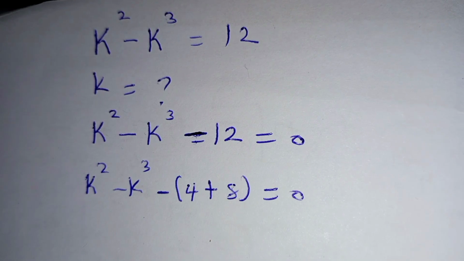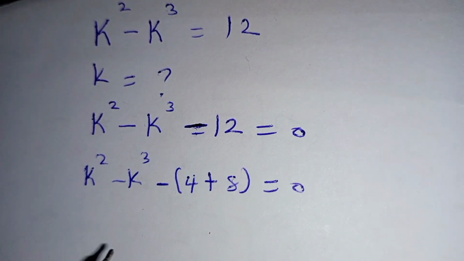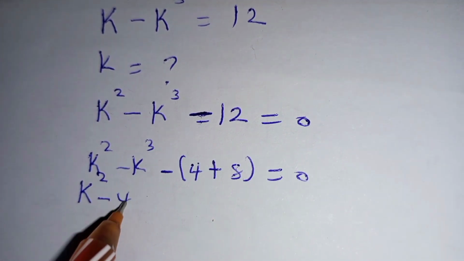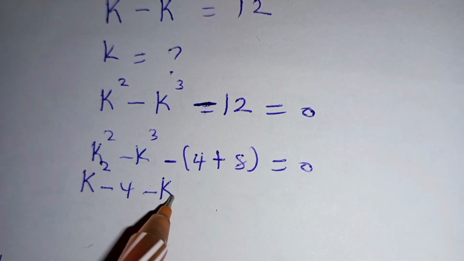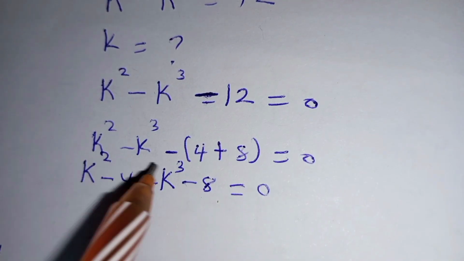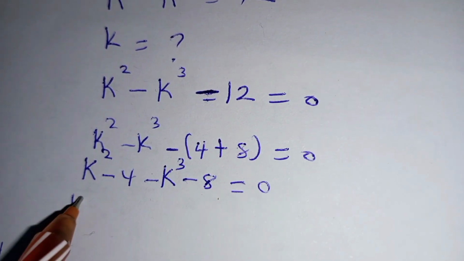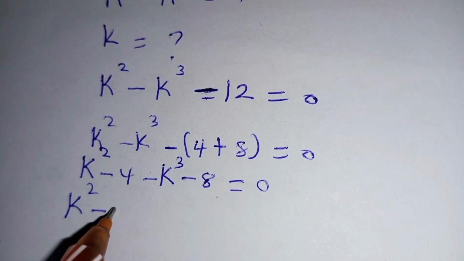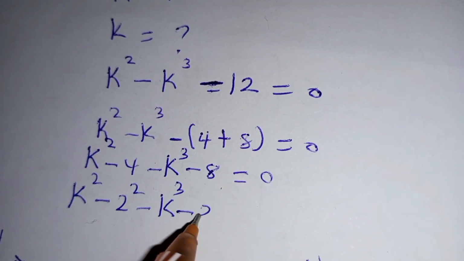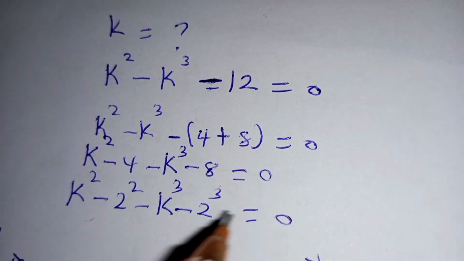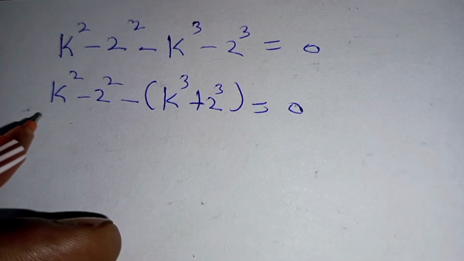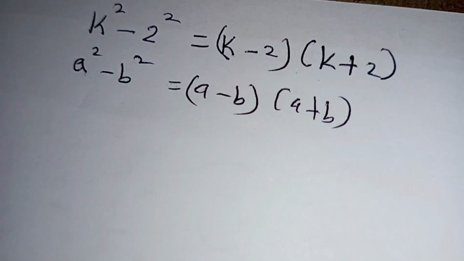4 plus 8 is equal to 12. We have k squared minus 4 minus k cubed minus 8 is equal to 0, removing the bracket here. 4 is the same as 2 squared, and 8 is the same as 2 cubed. This is equal to 0. From here, we shall write the difference of two squares.